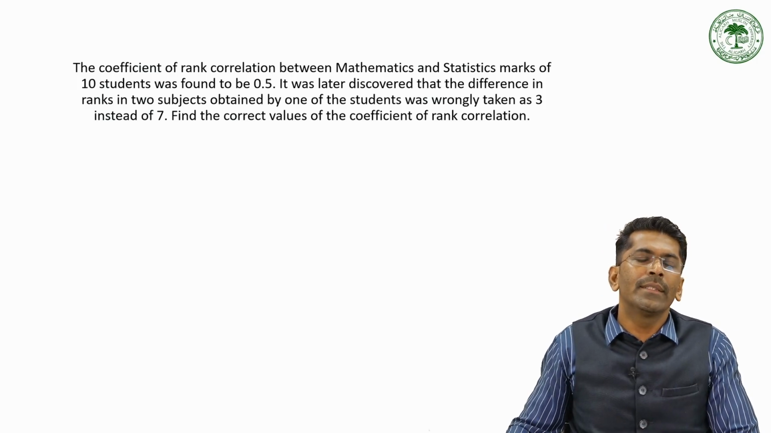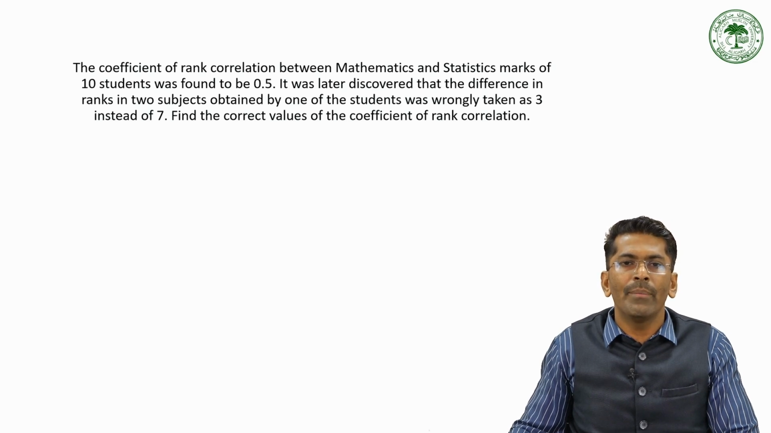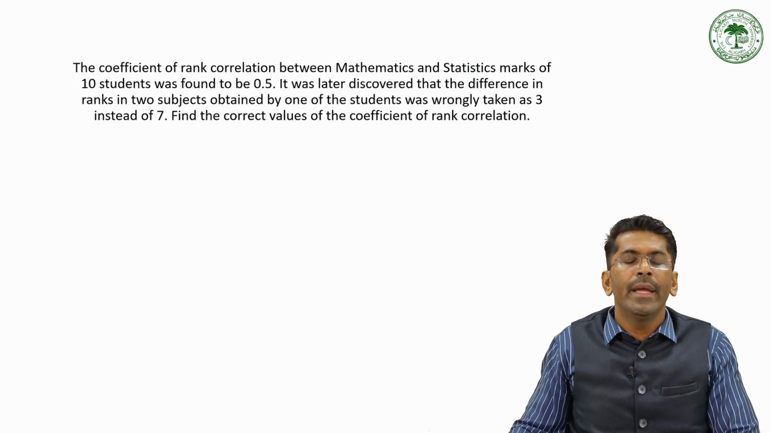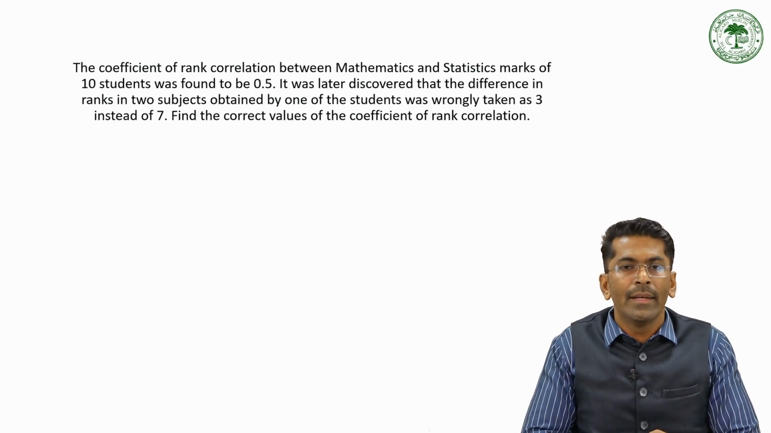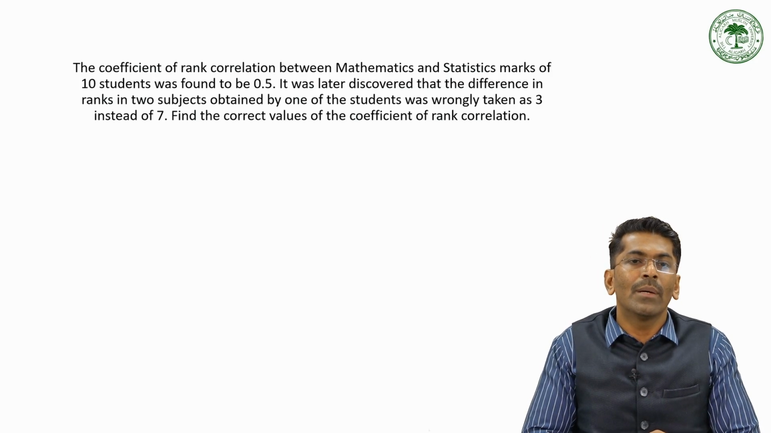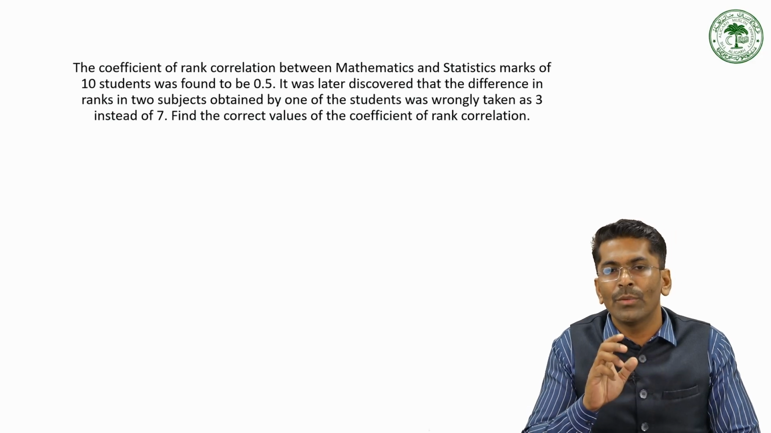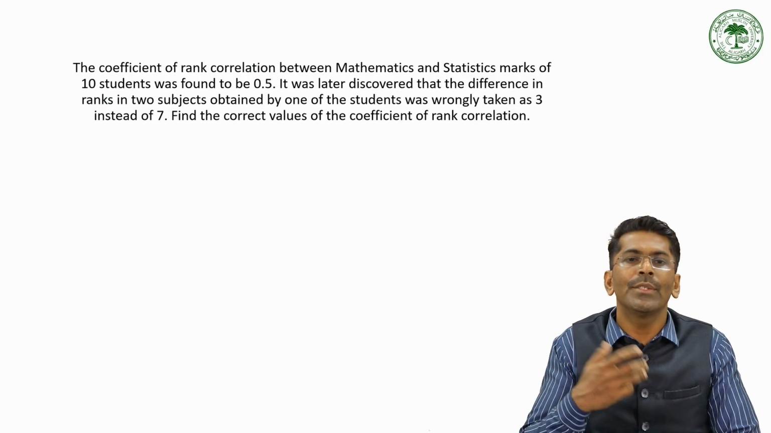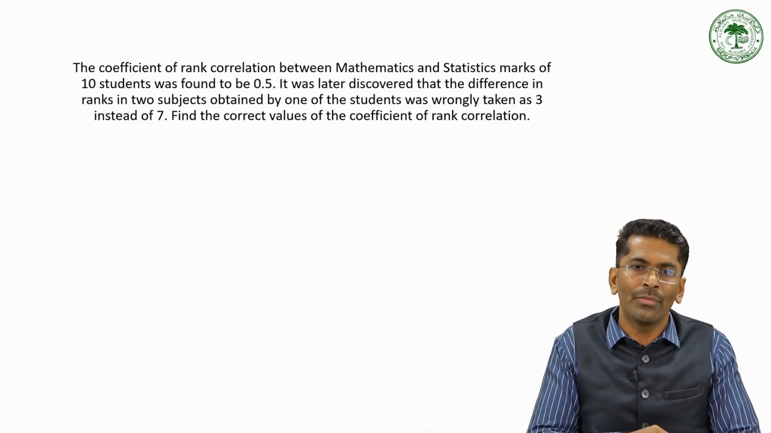See, we are going to consider one example, that is, coefficient of rank correlation between mathematics and statistics. That is, for the marks of 10 students, it was found to be 0.5. See, the correlation was 0.5. It was later discovered that the difference in the rank between two subjects obtained by one of the students was wrongly taken as 3 instead of 7. So we want to find out the correct value of correlation.